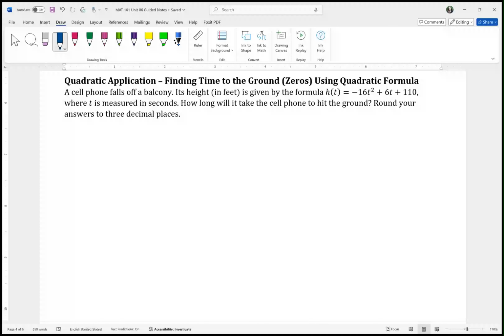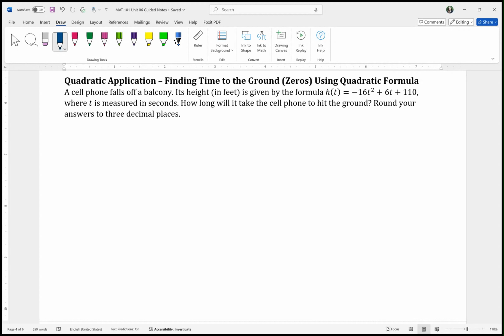This problem is a quadratic application, but this time we're finding the time to the ground, which is basically the zeros, using the quadratic formula. Okay, so let's read through this one. A cell phone falls off a balcony. Its height in feet is given by the formula h of t equals negative 16t squared plus 6t plus 110, where t is measured in seconds. How long will it take the cell phone to hit the ground? Round your answer to 3 decimal places.